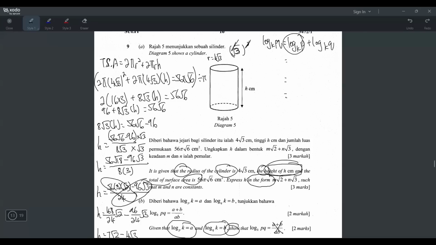Because P with P has a connection. And then this one you change to base Q, because later Q and Q have another connection. So what happens now? Tukar base, tukar base. When you change base, the log number P has to tulis atas, the log base has to tulis bawah.